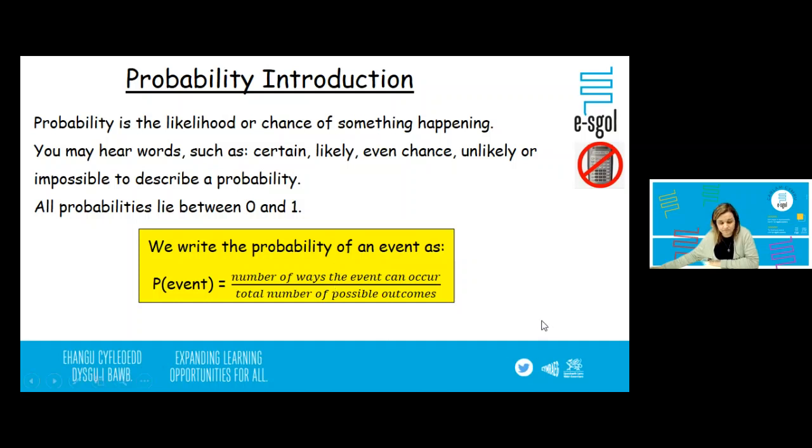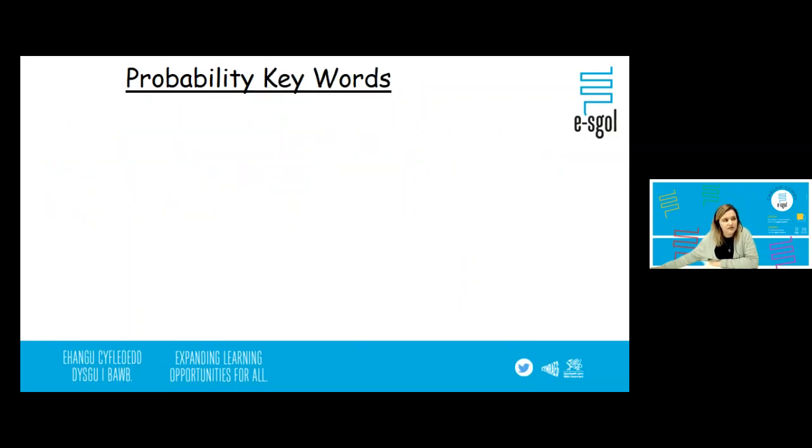Now, there are some keywords that you are going to hear throughout the lesson today, and as you go through your probability topics or any revision that you do, and these are some of the keywords that you need.